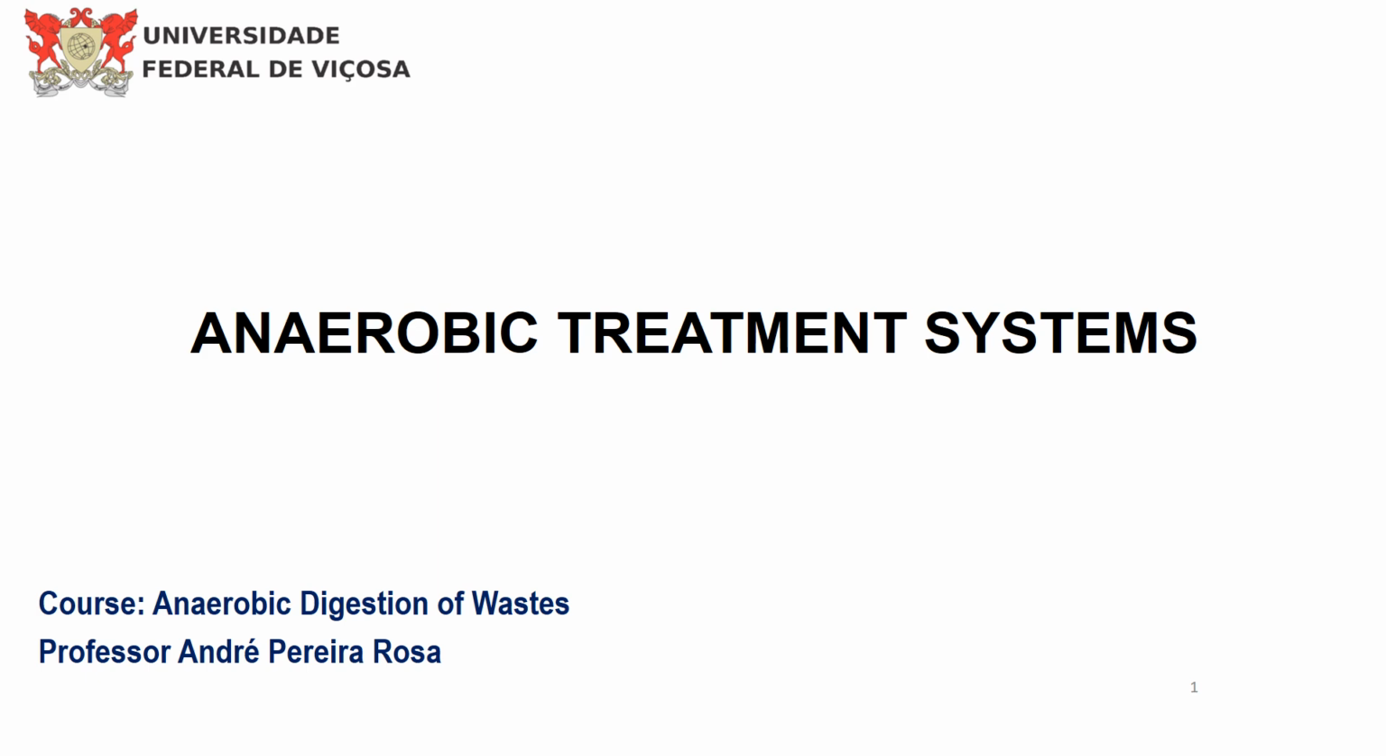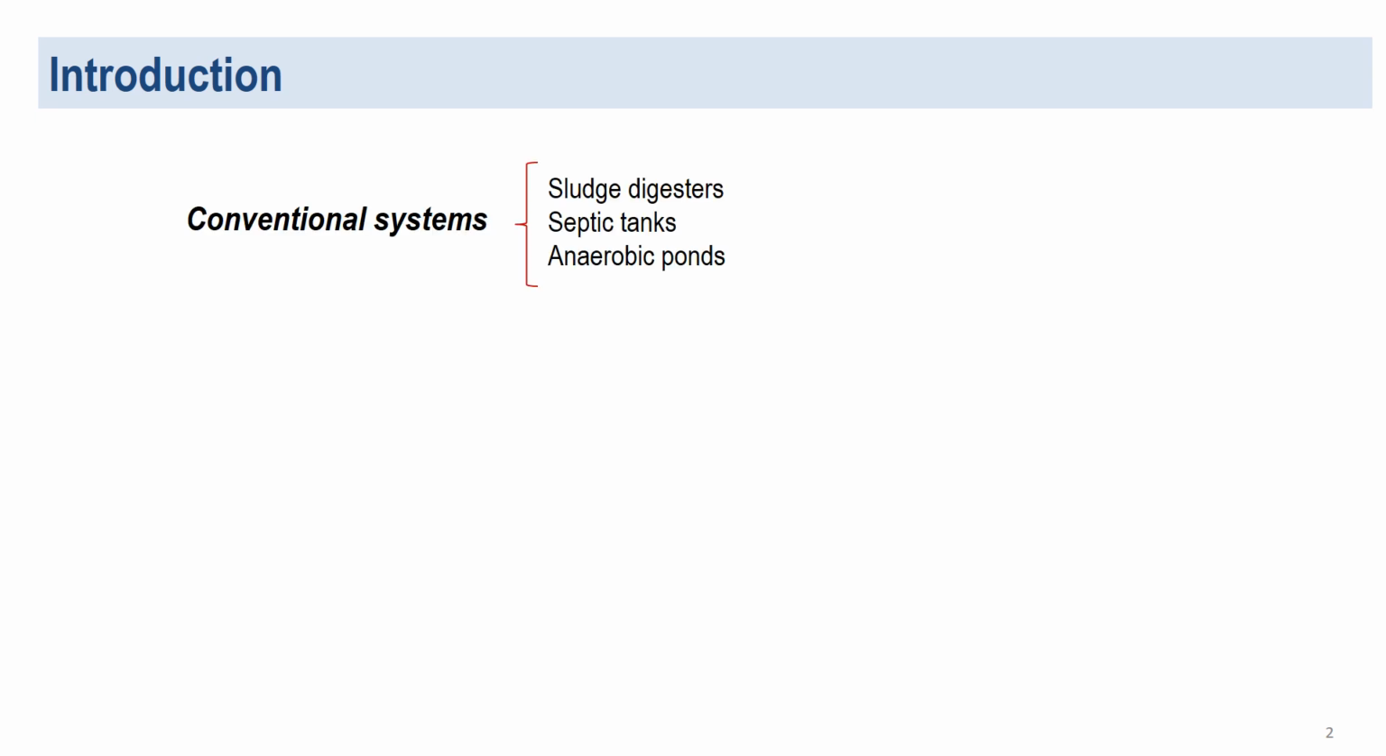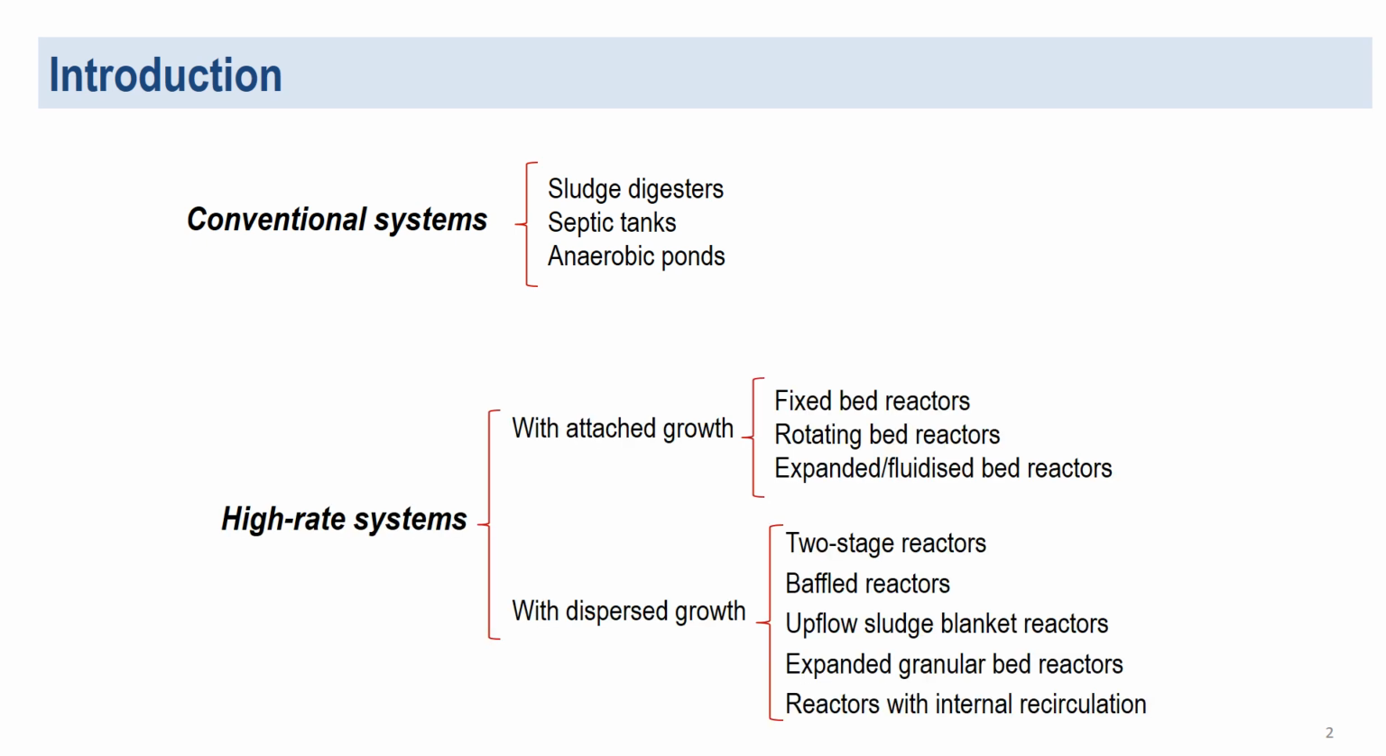Dear students, continuing our class on anaerobic treatment systems, we will discuss in more detail the high-rate systems, specifically focusing on the attached biomass growth in these reactors. In the figure, we can revisit the proposed classification of anaerobic treatment systems. In the last lecture, we discussed conventional systems in more detail. In this class, we will focus on high-rate systems, with the main technologies highlighted here.